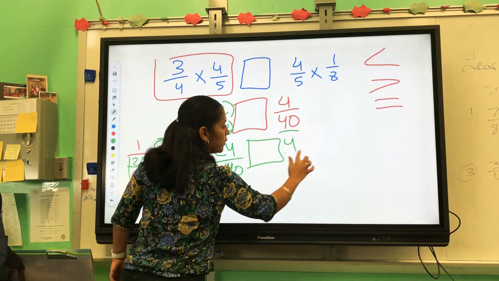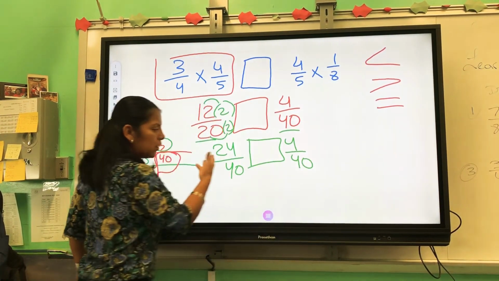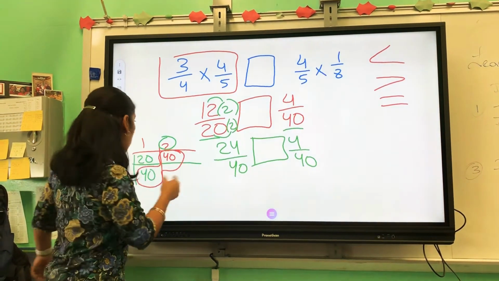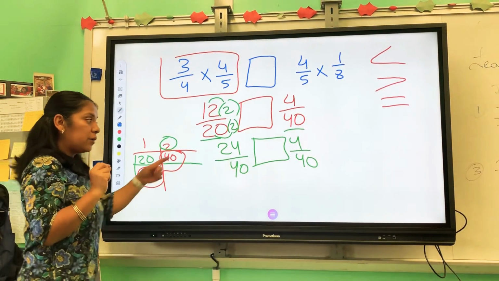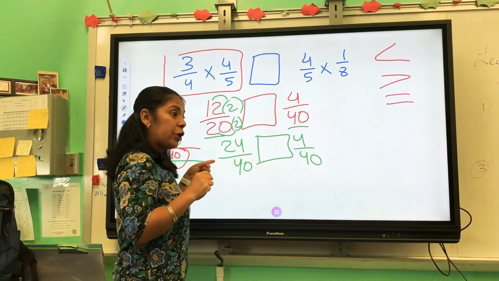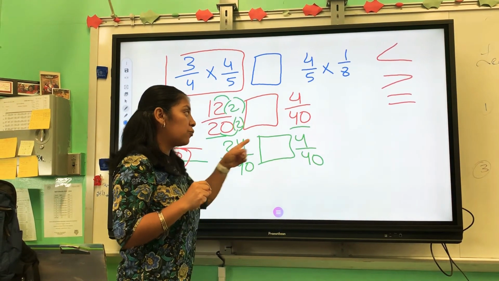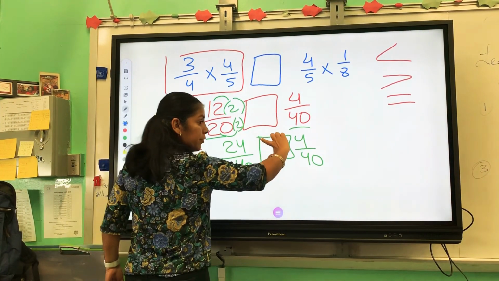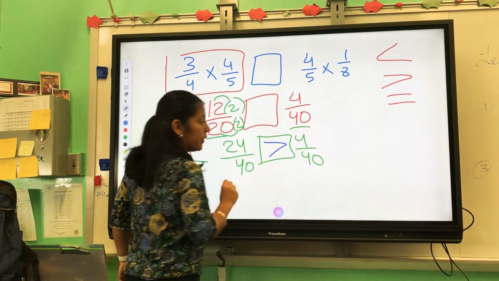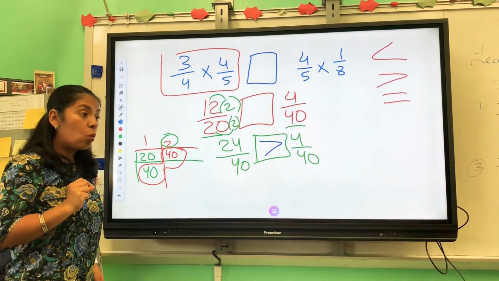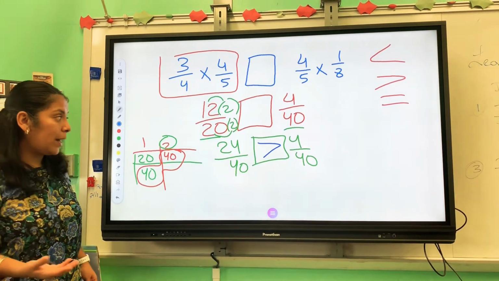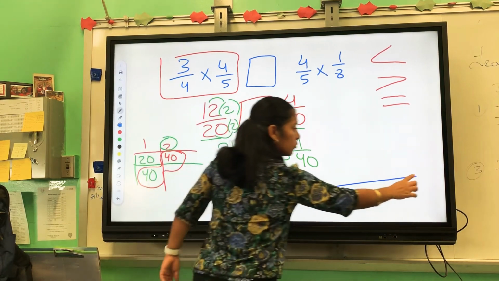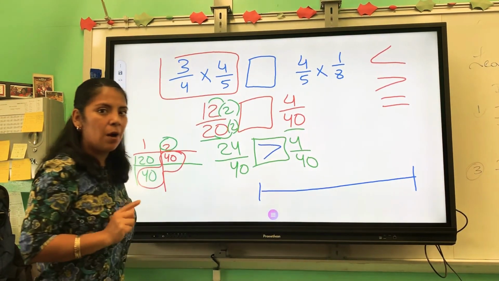And the same thing here. Now both of my denominators are the same. Now I will be able to compare them. So based on this, I'm going to say, is 24/40 greater, less, or equals to 4/40? And that will be exactly greater, right? So I'm going to write this. Once I have that, I'm going to go ahead and place this on my number line.